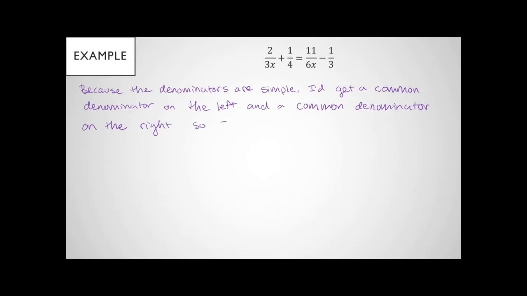So I could do technique number 1. The proportion method. So the common denominators would be, at the left it would be 12x, and the right it would be 6x. So those are pretty simple. It wouldn't take very long, and then you can add them and do your cross multiplying.